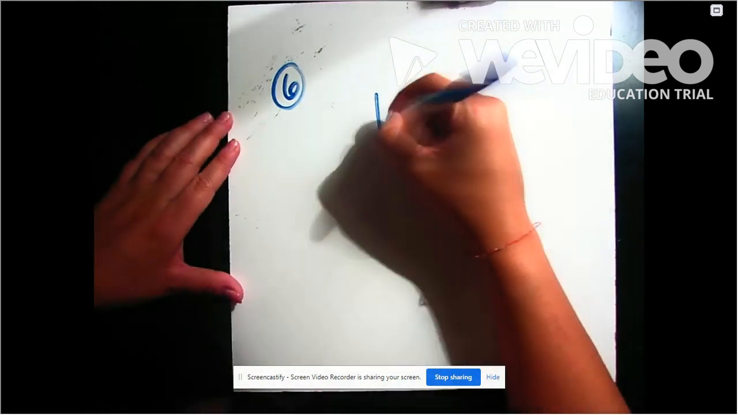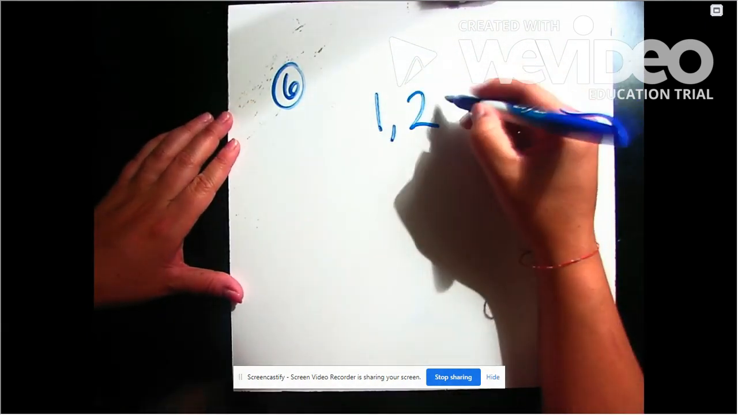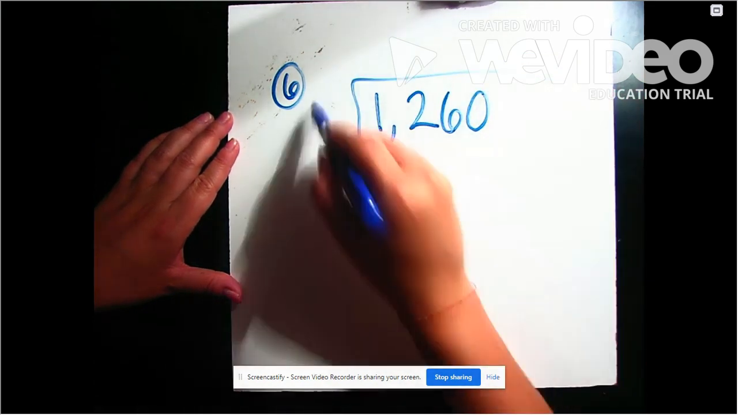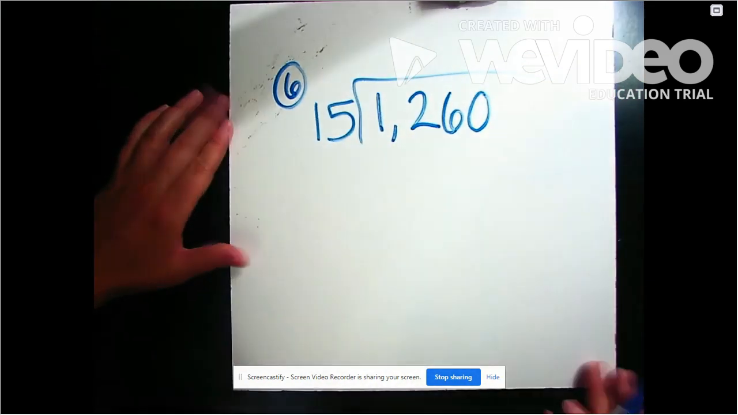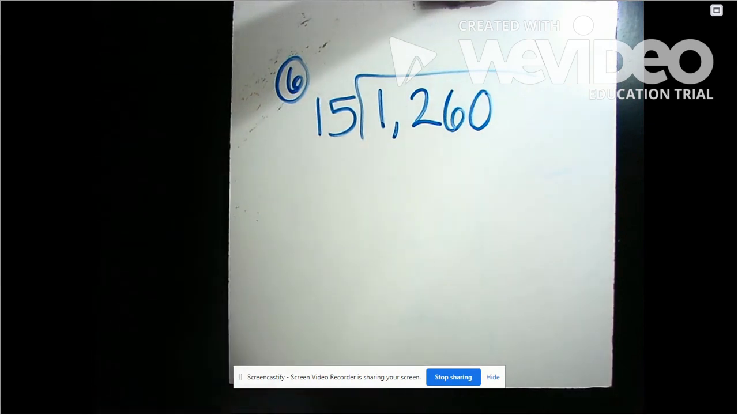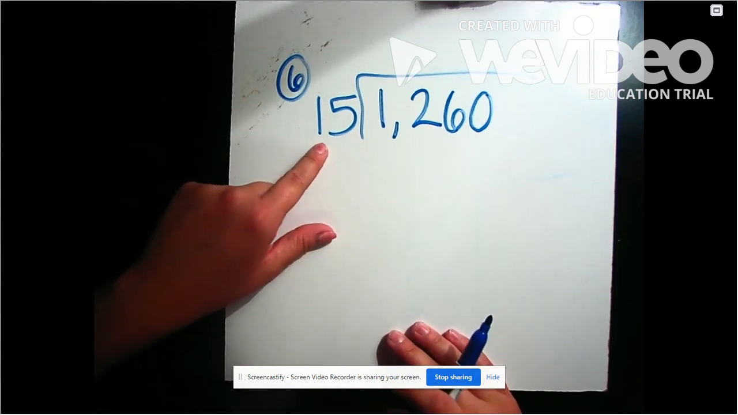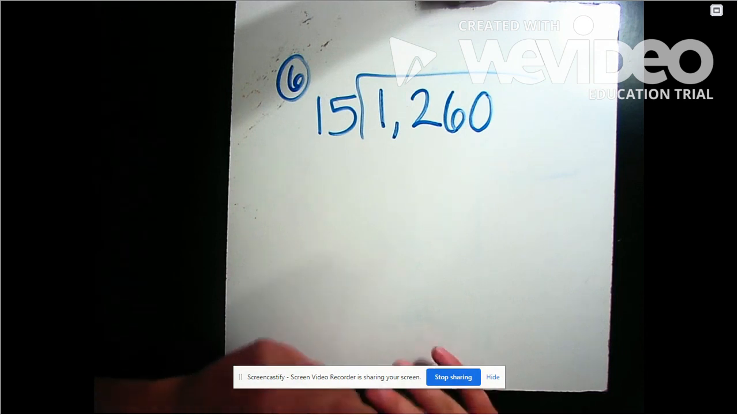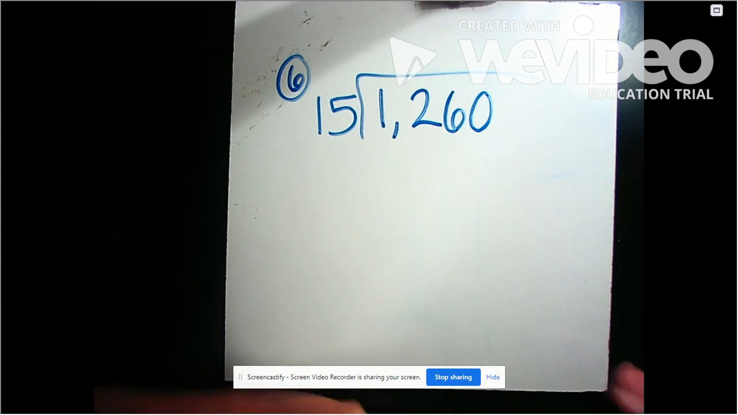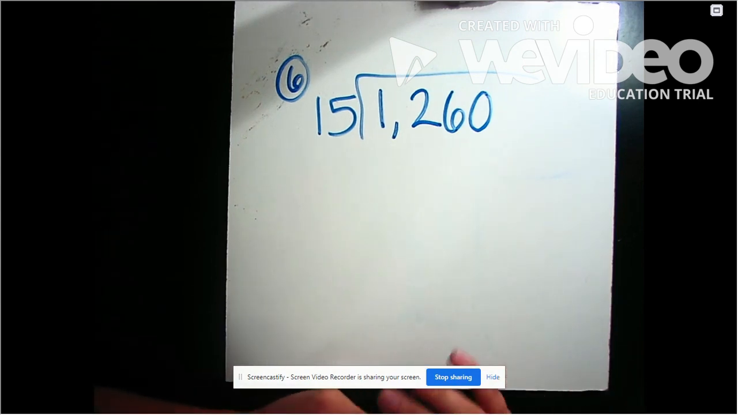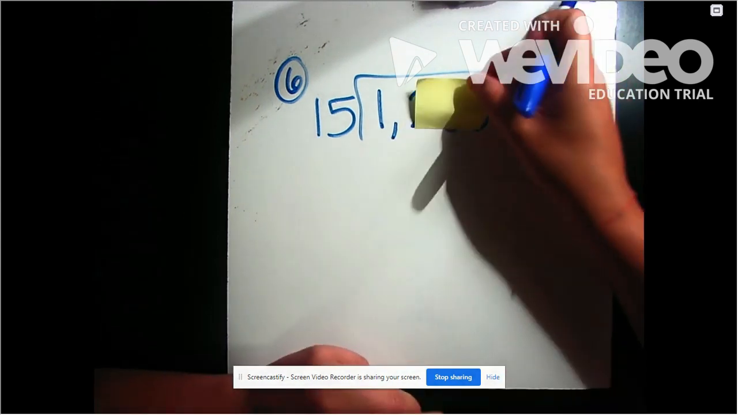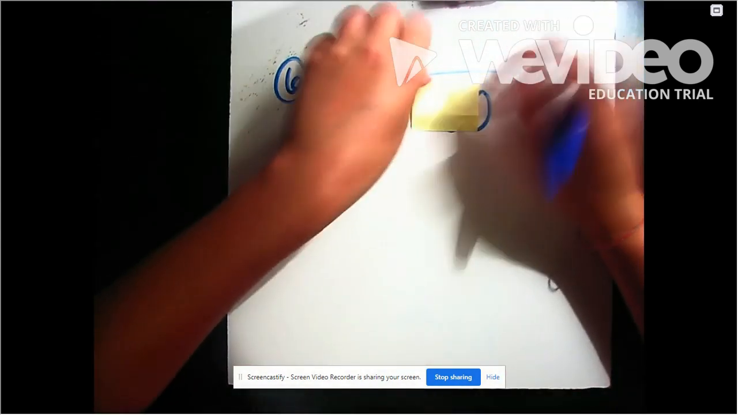We have 1,260 divided by 15. Okay, so how many groups of 15 can I have with 1,260? With this same exact process, you're just using a bigger number. Okay, so we might not know our 15 facts, and that's okay because I have strategies to find out what 15 times the number is. So let's start just like we did earlier, going one number at a time. Cover up everything except for the one number that you're looking at.